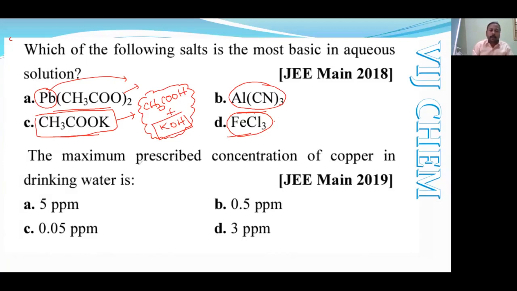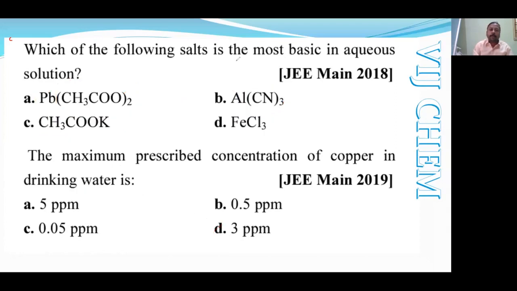Now next, maximum prescribed concentration of copper in drinking water. In drinking water it is 3 ppm. Now let's see the next questions.